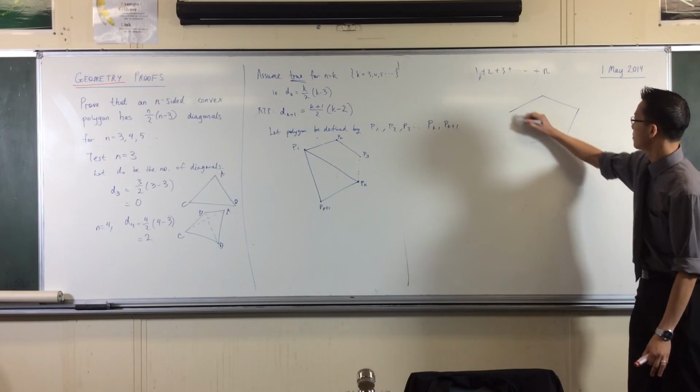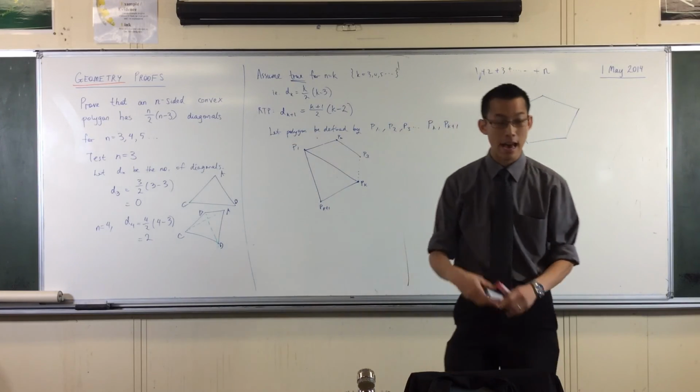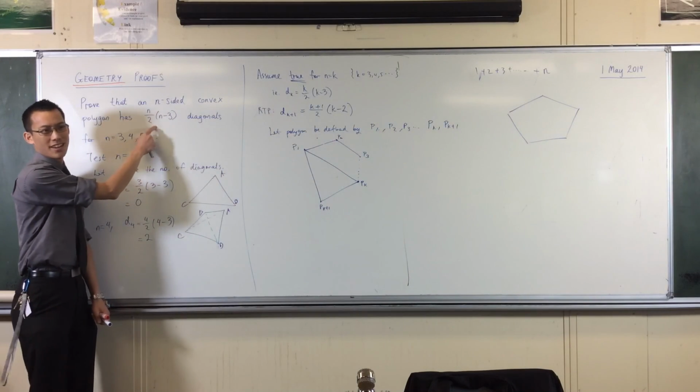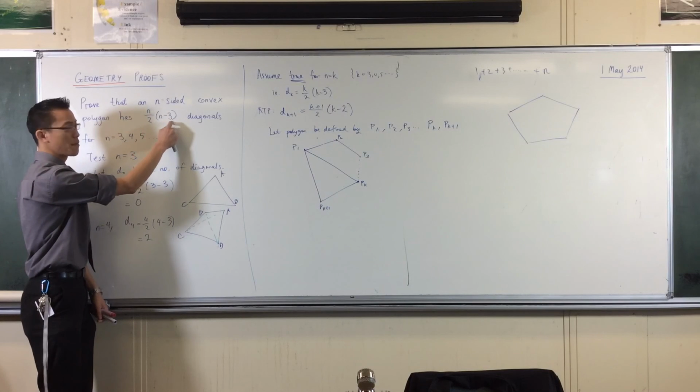Here's a pentagon. How many diagonals does it have? Come on, you have a formula. Come on, it's got 5 sides. 5 on 2, 5 minus 3.